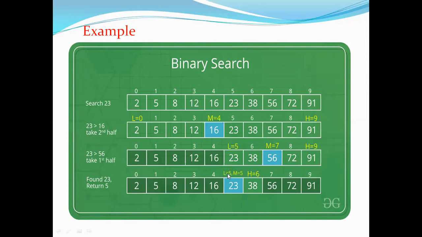So low equal to 5 and high equal to 6. 5 plus 6 is 11, 11 by 2 is 5. So the 5th position is 23. Key equal to middle, so the number is found in the list.